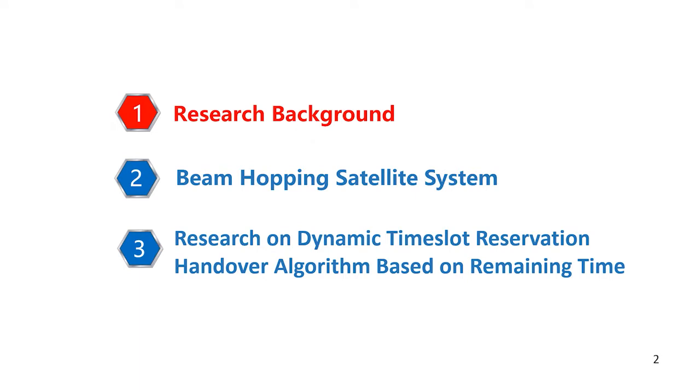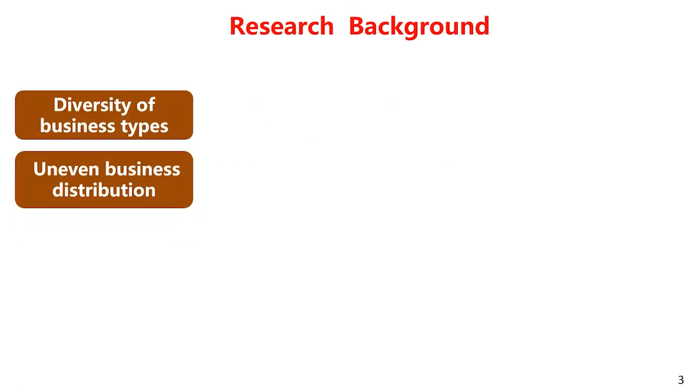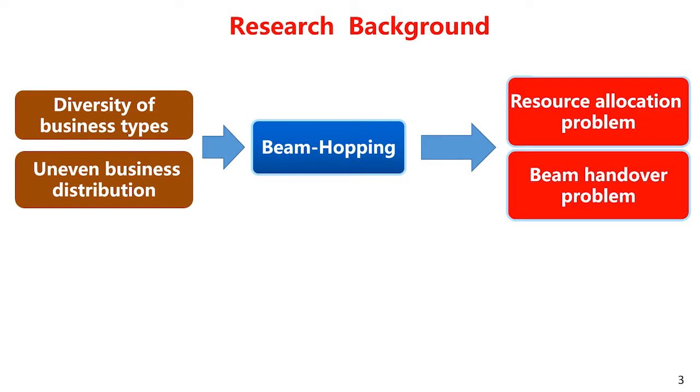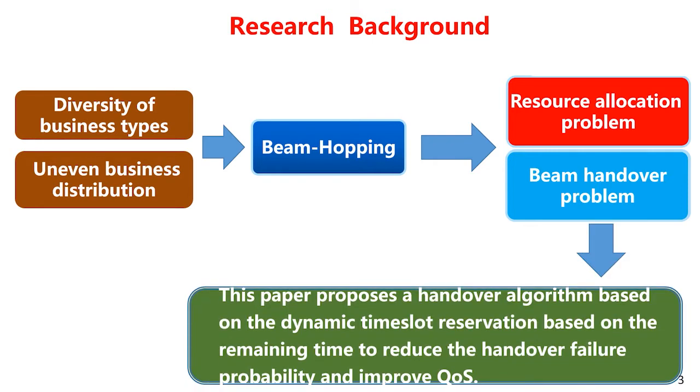The first part is about the research background. Due to the diversity of service types and uneven distribution of service, multi-bin technology is shifting to bin hopping technology. As a result, resource allocation problems and bin handover problems arise. This article proposes a handover algorithm based on dynamic time slot reservation based on the remaining time to reduce the handover failure probability and improve quality of service.